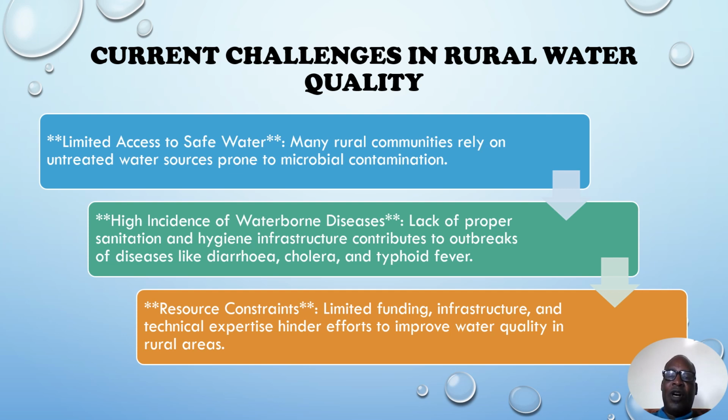This is partly due to poor hygiene, either because their hygiene facilities are not available or because they are not properly used. So there are outbreaks of diseases like cholera, diarrhea, and typhoid fever. One of the things that also serve as a constraint on people that dwell in rural areas is that infrastructures are usually not available because the resources are just not there to improve the quality of water that is available to them.